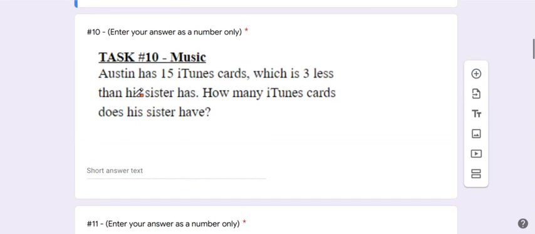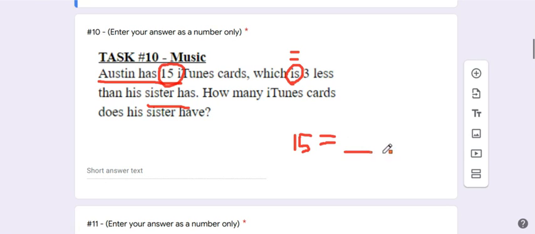Let's first look at task number 10 on music. It says Austin has 15 iTunes cards, and this is three less than his sister has. And so the question is, how many iTunes cards does his sister have? So Austin has 15. In math, when you see the word "is," you should think equals, like the equal sign. So the number of cards Austin has, 15, is equal to three less than his sister has.